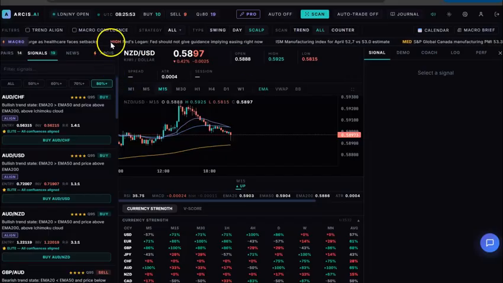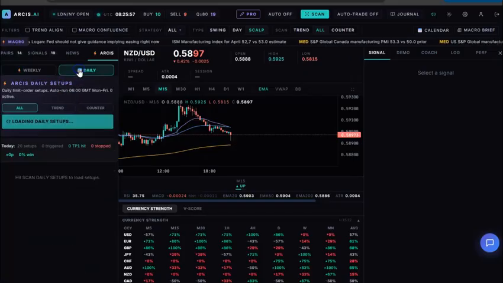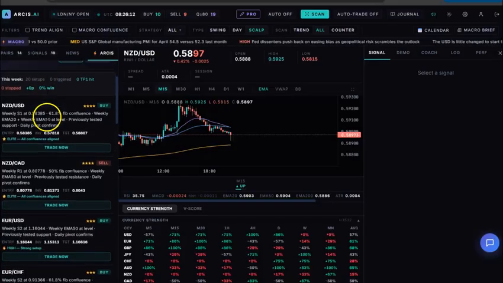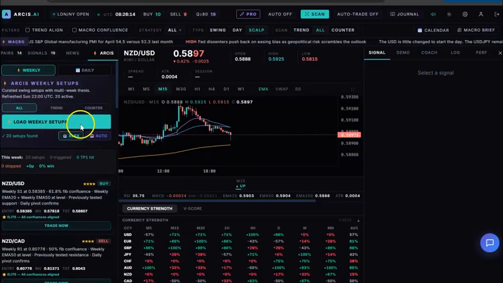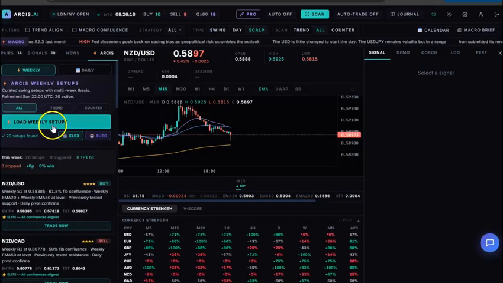And then we have the Arcis weekly setups and Arcis daily setups. These setups are based on my own trading system that I've traded for 12 years. Swing trade method, which is my weekly swing trade setups. Every Sunday at 10 p.m. it will come up with 20 trade ideas. And you simply can download an Excel file and then you can simply put them into your trading platform.